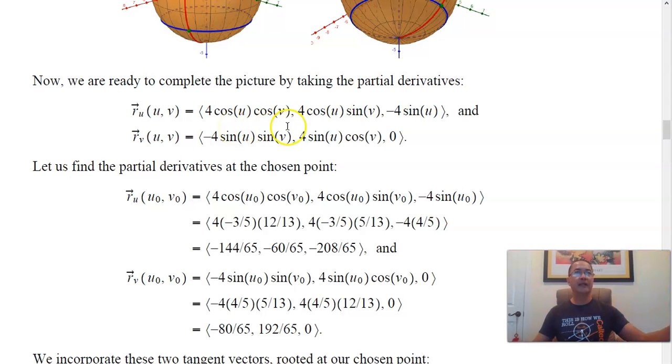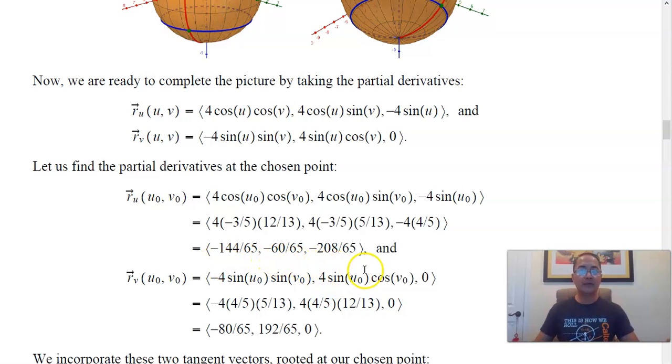Okay, 4 cosine u cosine v, 4 cosine u sine v, negative 4 sine u, woohoo, minus 4 sine u sine v, 4 sine u cosine v, and 0. Okay, excellent. We know how to take partial derivatives. Now, let's plug in the actual values of cosine u0, sine u0, cosine v0, sine v0 into these two partial derivatives. Okay, so we got these fractions over here.